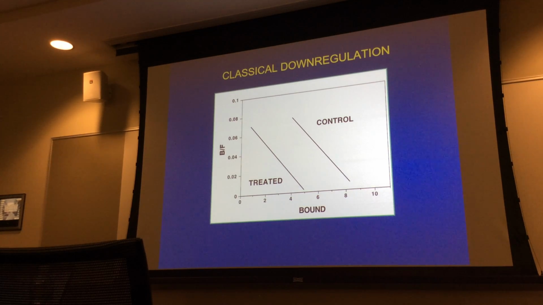Now, there are all different kinds of ways that an experiment like this could turn out, but this particular result is a classical result of receptor downregulation, where the cells have responded by decreasing the number of receptors, the Bmax of the receptor.